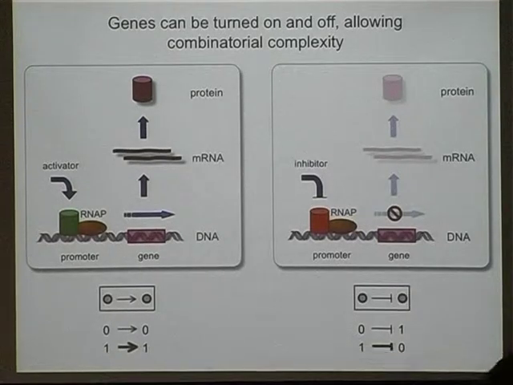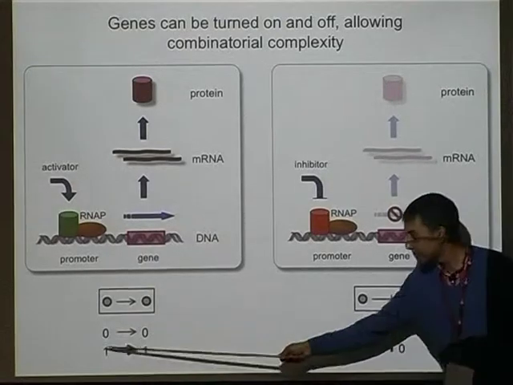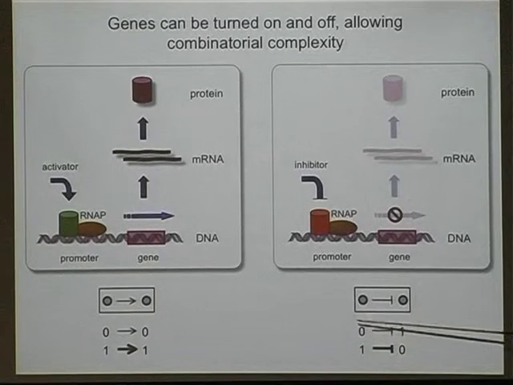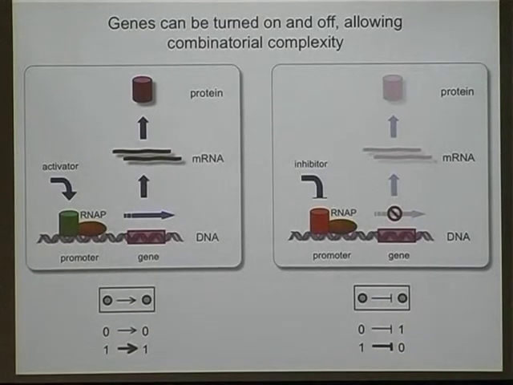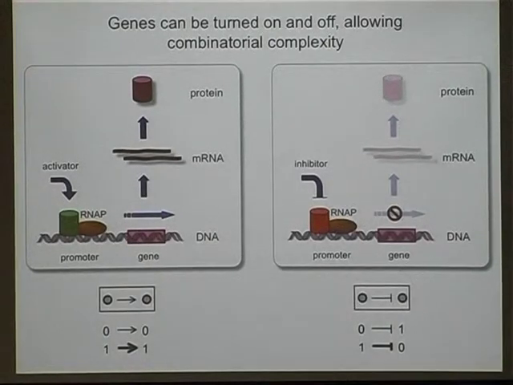And in this binary world, very easily, if it's an activator and the activator is not present, the gene is not turned on. If it is present, the gene is turned on. If it's an inhibitor, that means the inhibitor has to be absent for the gene to be on. It has to be present for the gene to be off. Right? This is only the tip of the combinatorial iceberg, but let's just start with these interactions and see what we can do.